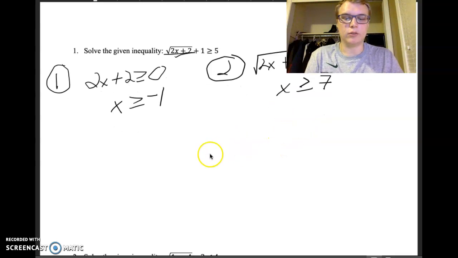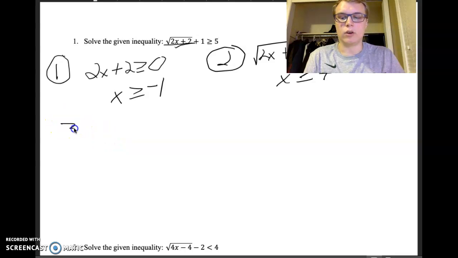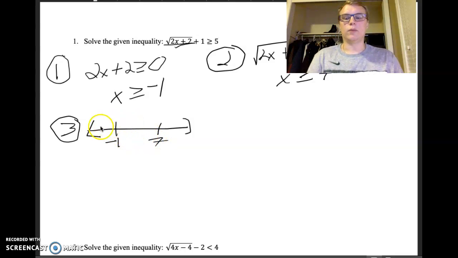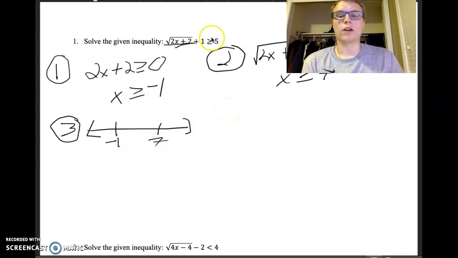So we're going to take these 2 points and go to our step 3, which is taking those and mapping them on a number line. So we get -1 on the left, 7 on the right, and then we will pick values in each section to determine where the solution lies for our inequality.